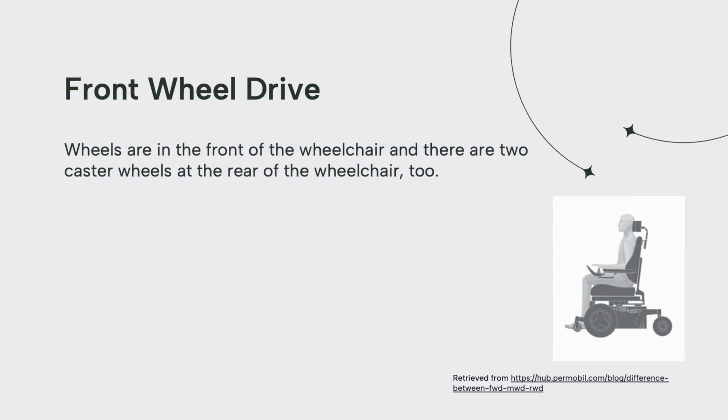For a front-wheel drive, the wheels are at the front of the wheelchair, and there are two caster wheels at the rear of the wheelchair too. Caster wheels are used to stabilize the wheelchair.